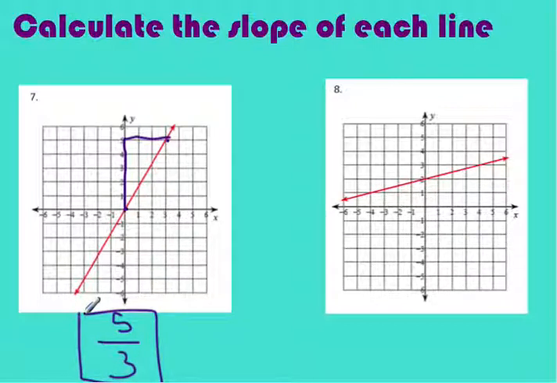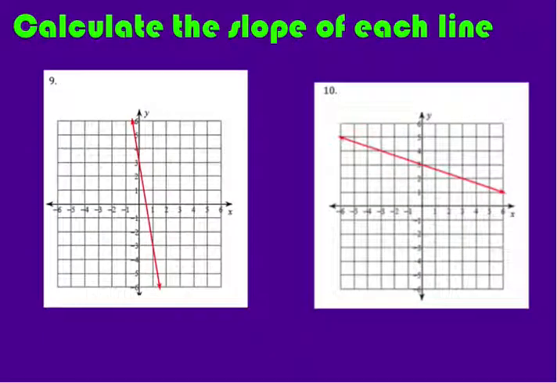Now let's take a look at number 8. We're crossing a point here and we're crossing a point here. If you wanted to pick this point and this point, you could. It doesn't matter what points you pick because the slope should be the same throughout the whole line. So here we're going up 1 and over 1, 2, 3, 4. So how many I went up goes on top, which is 1, and then I went over 4. So my slope is 1 over 4. Rise over run. Let's take a look at the last 2 problems here.